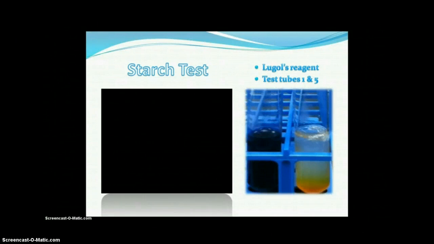Sorry, I forgot to introduce the video, but that was a starch test for test tubes 1 and 5, and that was Rachel adding the Lugol's reagent to the test tubes. And here on the right, we have the tubes after we were done adding the reagent, and keep in mind that the test tube on the right will always have contents from the beaker, and the test tube on the left will always have contents from the bag or dialysis tube.